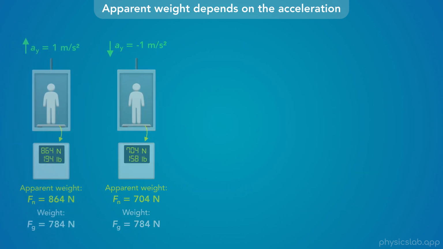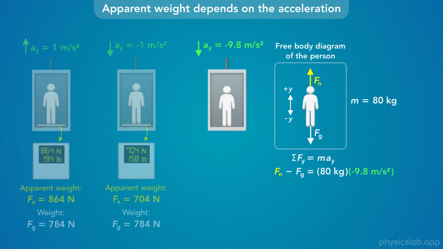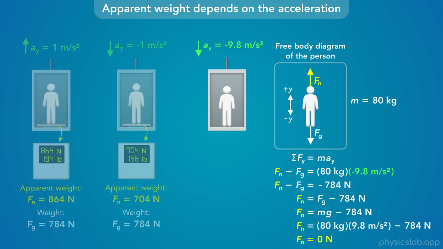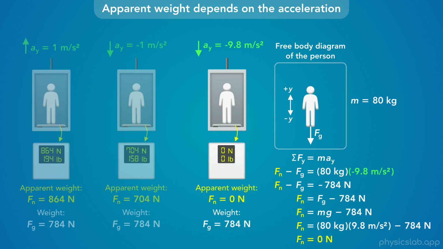Finally, what would be the person's apparent weight if the elevator was accelerating downwards at 9.8 meters per second squared? We would plug that value in for a in Newton's second law. When we solve for the normal force, we get 0 newtons. So there's actually no normal force acting on this person, and they have 0 apparent weight, which we refer to as weightlessness. Their actual weight is still 784 newtons, but their apparent weight is 0.